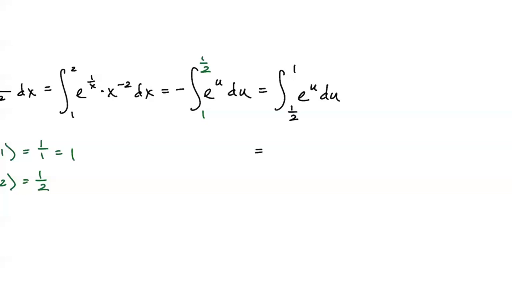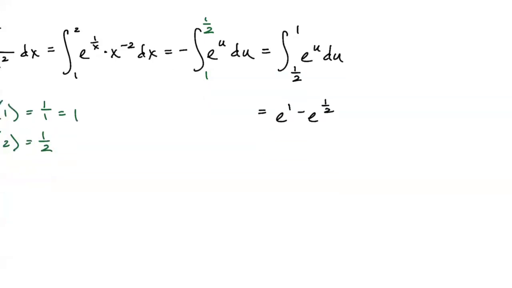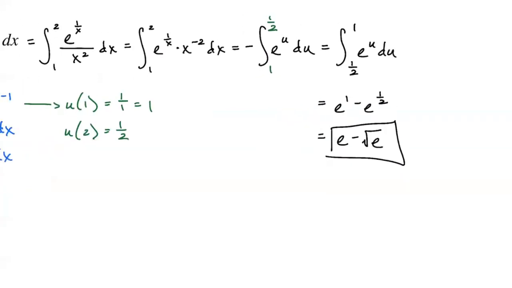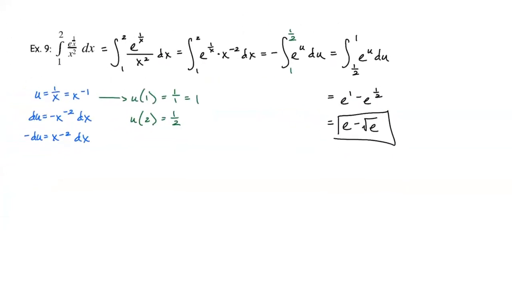All right, we plug in our bounds, e to the 1 minus e to the 1/2. E to the 1/2, maybe I write that as the square root of e. But we would want to leave things in terms of e. We would not want to type this into a calculator and get some decimals.